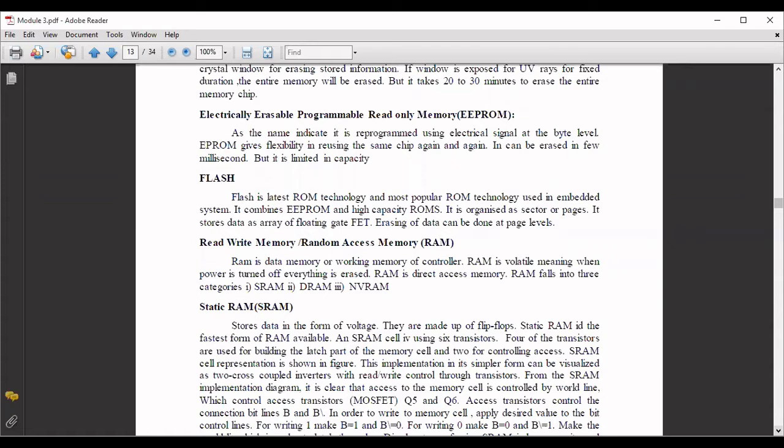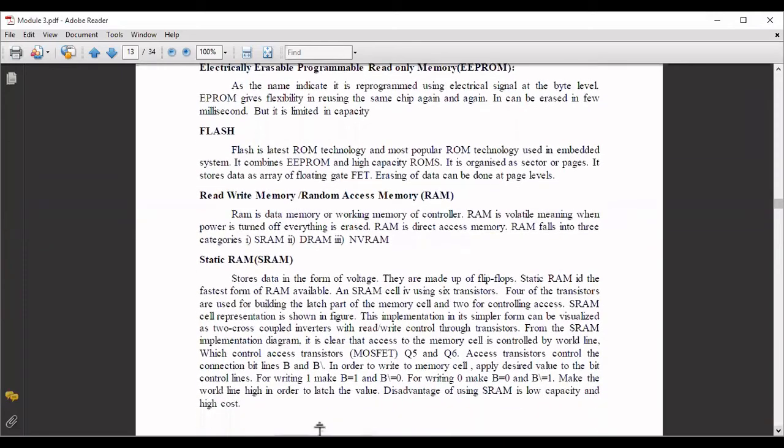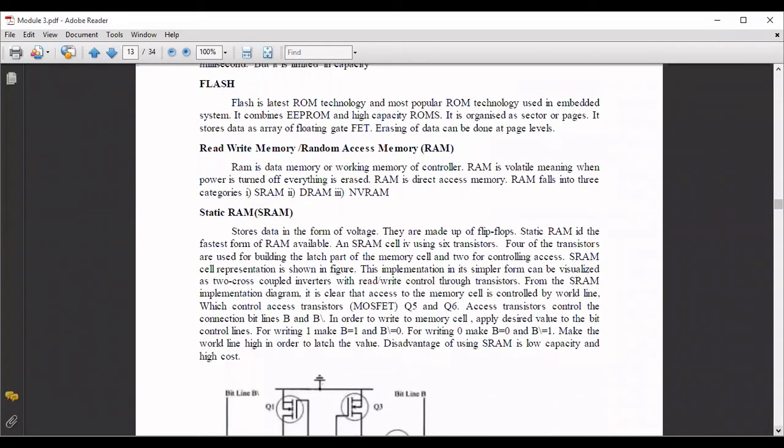You are going to categorize this RAM into three types: SRAM, DRAM, and NVRAM. SRAM means static RAM, DRAM means dynamic RAM, NVRAM means non-volatile RAM. When it comes to static RAM, it stores the data in the form of voltage.